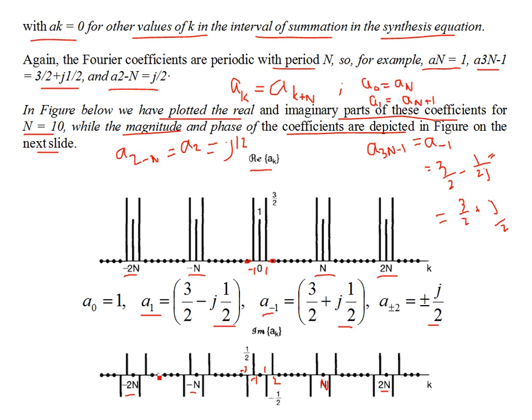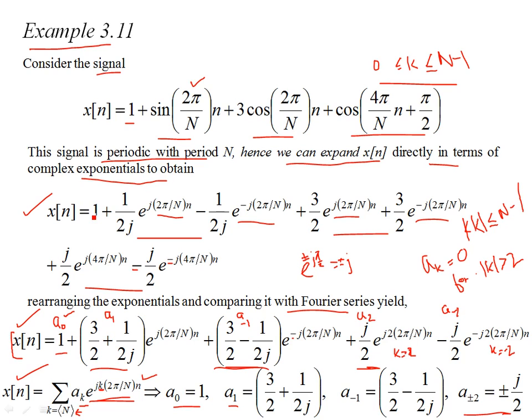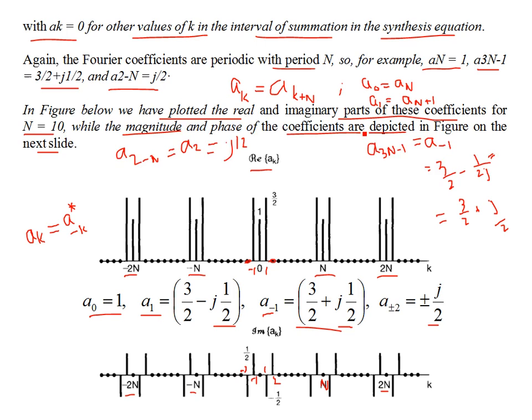Another thing to note over here, if you look at the Fourier coefficients, they are conjugate symmetric. It's not hard to see that a_k is a_minus_k star. And why does this occur? Because x of n is a real signal. It's not a complex signal. And for real signals, the Fourier coefficients are conjugate symmetric.